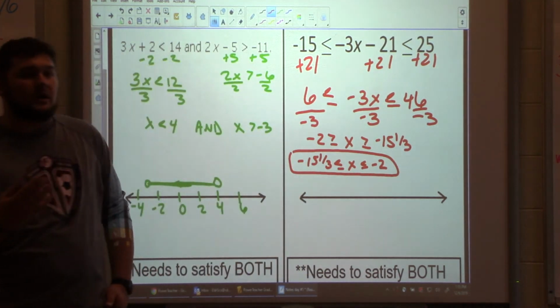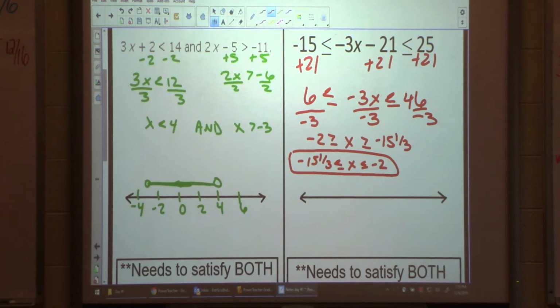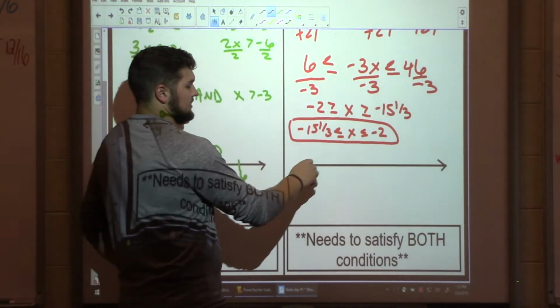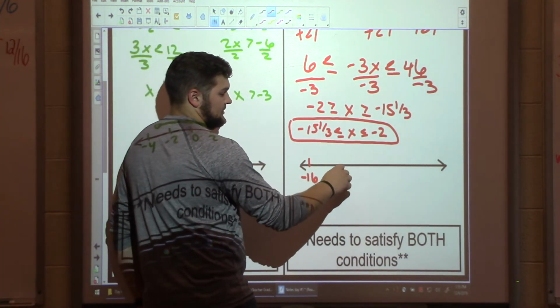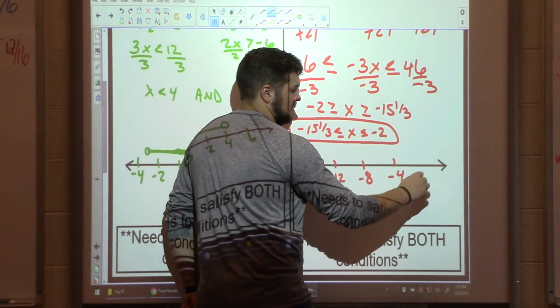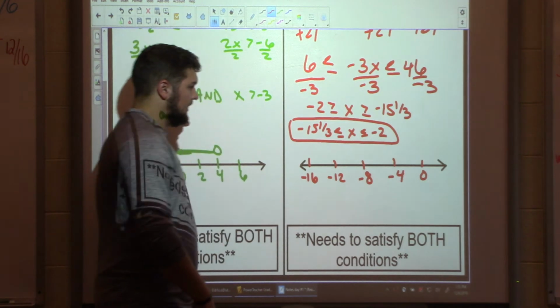So that would be our inequality. I know the range I'm looking for is between negative 15 and 1/3 and negative 2. So on my graph I need to hit that range. If I go negative 16, I'm going to go by 4s: negative 12, negative 8, negative 4, 0.